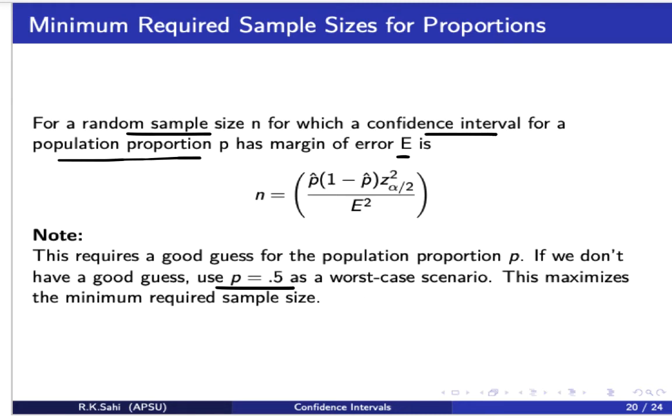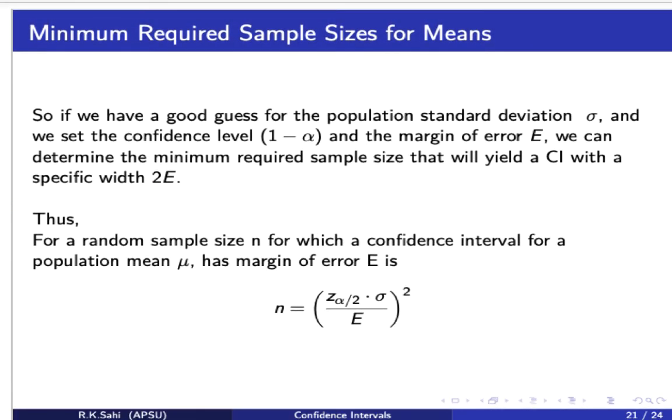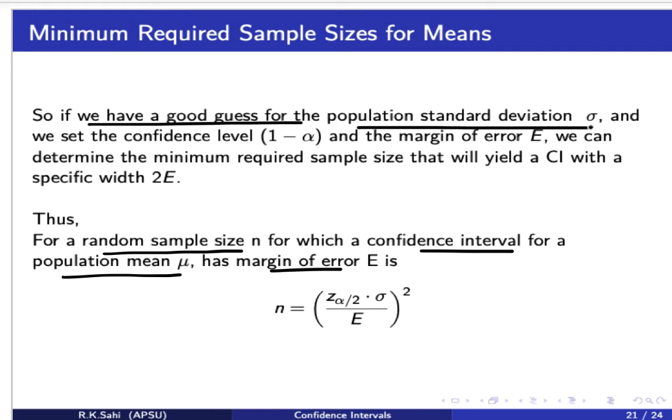Now, let's look for the means also. On the other hand, remember we have done construction for population means. So if we have for means, we see that the random sample size of n, for which a confidence interval for a population mean and a margin of error E, n is Z alpha by 2 times sigma over E, squared. So here we are assuming that we are given the population standard deviation. This is important. We are assuming that we have a population standard deviation. Very important. Okay, let's do some examples, guys.